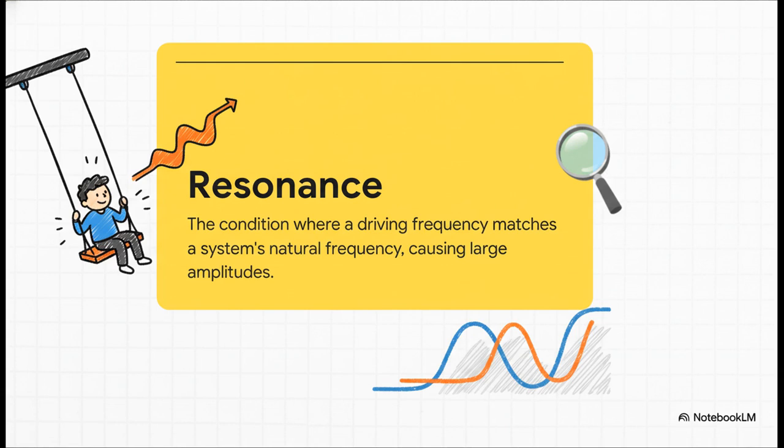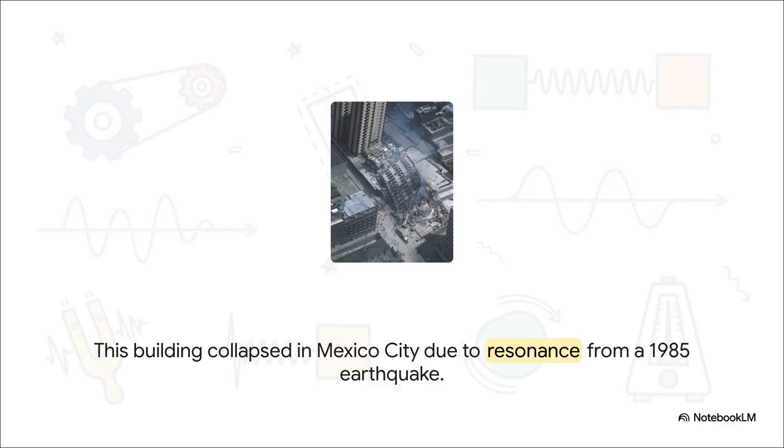But what if, instead of taking energy away, you add it? Think about pushing someone on a swing. You can't just push whenever you want, right? You have to push at just the right moment, in sync with the swing's natural rhythm. That phenomenon is called resonance. When the frequency of your push perfectly matches the system's natural frequency, the amplitude can grow and grow, sometimes to incredible levels. And resonance isn't just for playground swings. It can have absolutely catastrophic consequences.